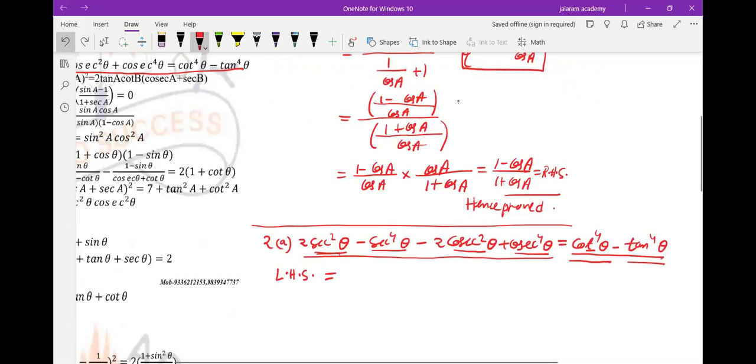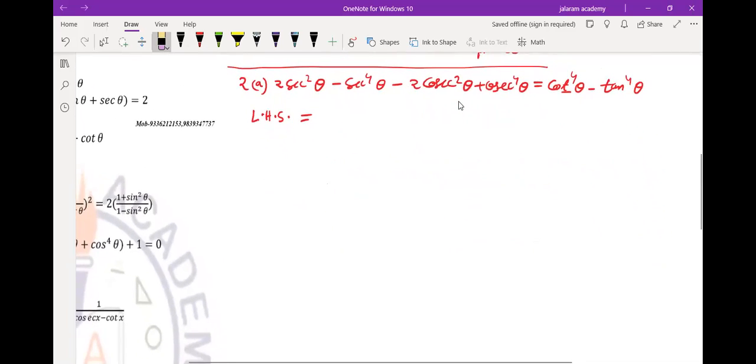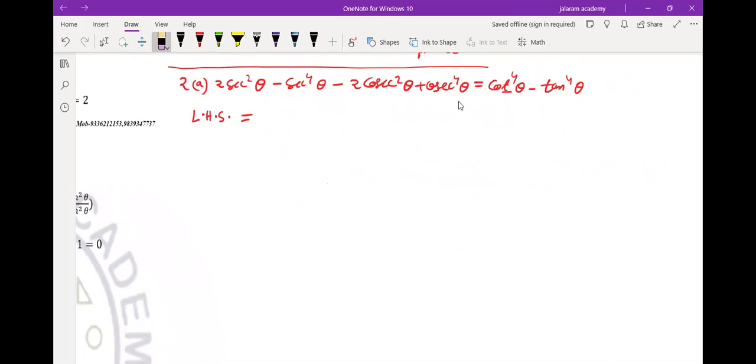So in place of sec square theta, we can write 1 plus tan square theta. And in the right hand side, we have to bring tan theta, so sec theta can be easily converted to tan theta. Second is also sec square theta, so we write sec square theta whole square, or we can take sec square theta common from the first two terms. So first we write LHS.